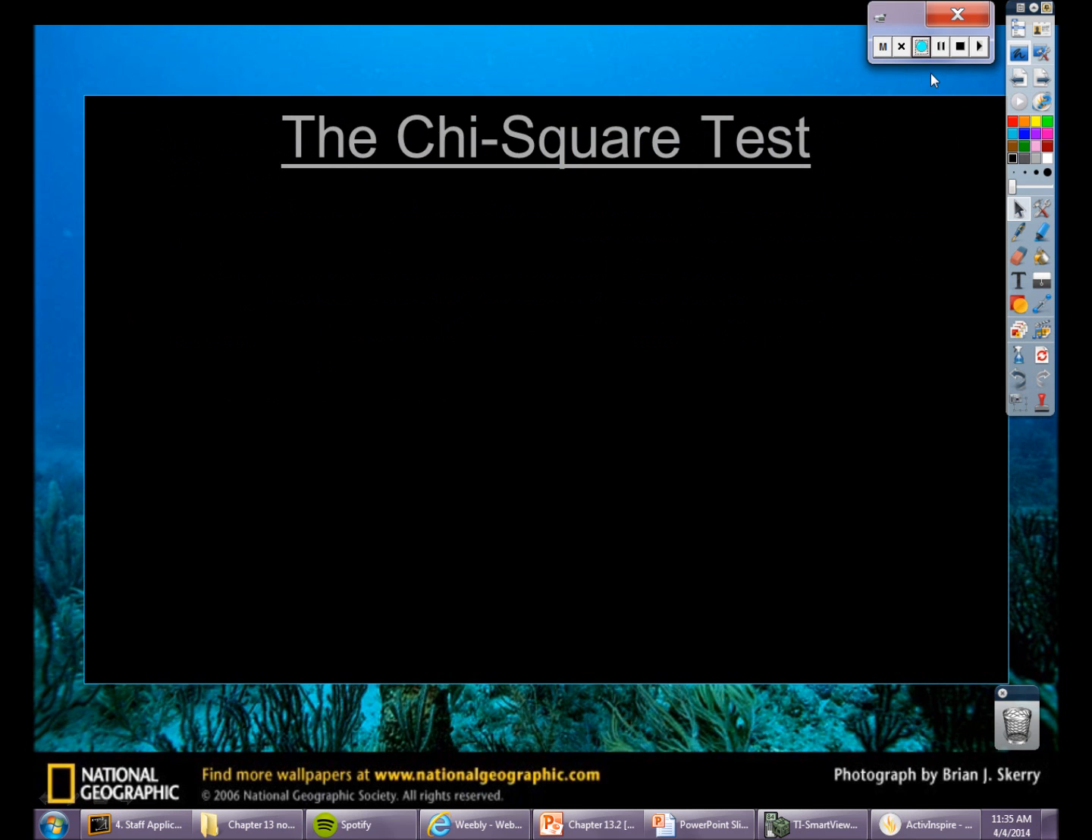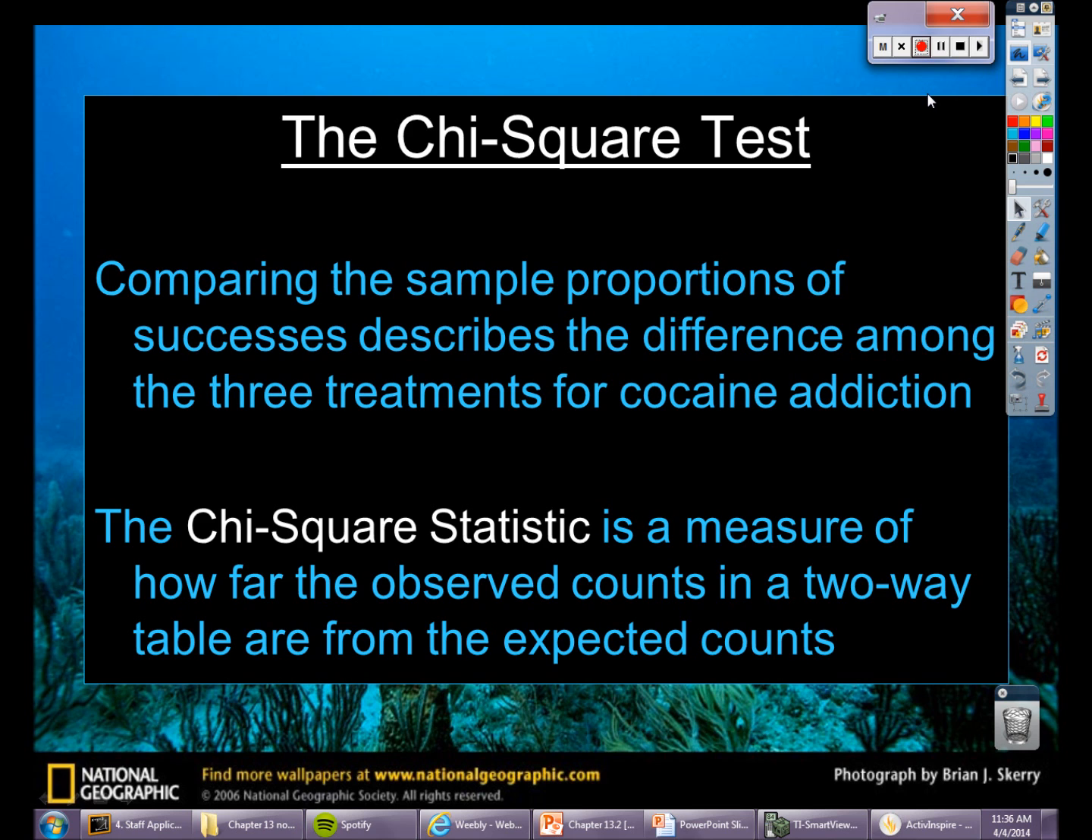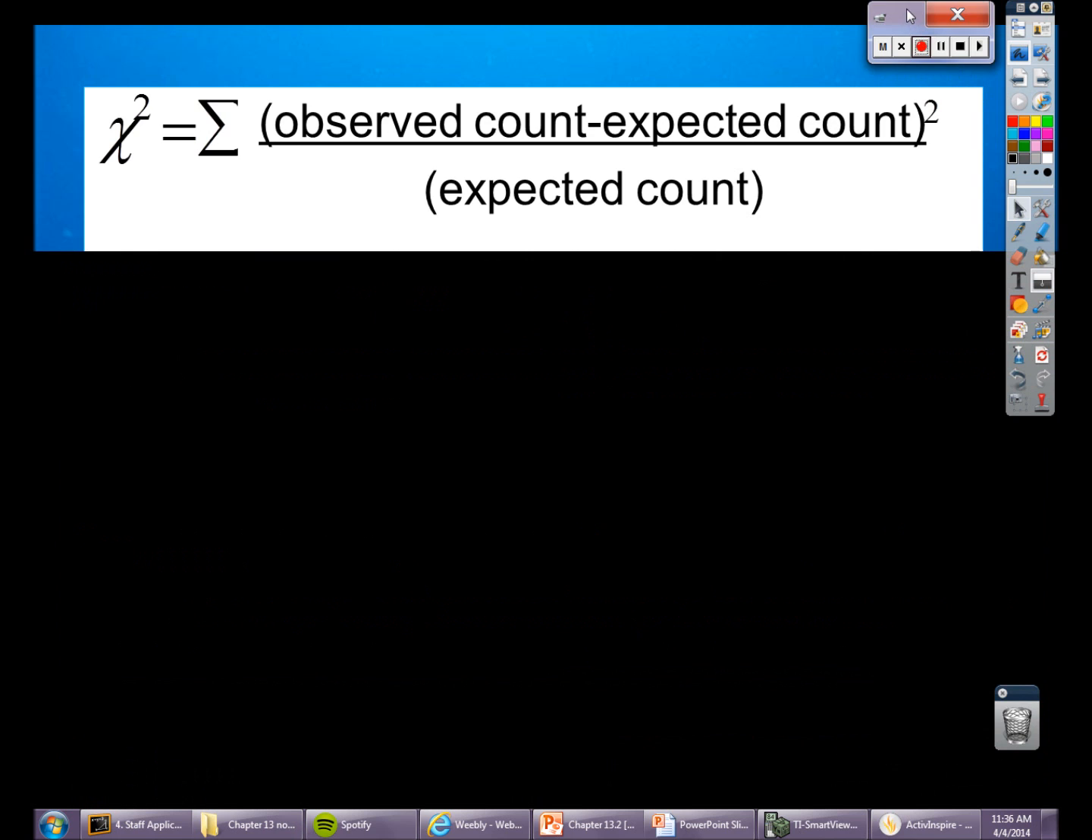So let's continue running the chi-square test. I'm going to be comparing the sample proportions of success through the differences among the 3 treatments for the cocaine addiction. I'm essentially measuring how far my observed counts are from my expected counts in the two-way table. Here's the formula for the chi-square test. It's the sum of the observed counts minus the expected counts, squared, divided by the expected counts. I'm going to have to do this 6 times, 3 yeses and 3 no's for each of the drug treatments.